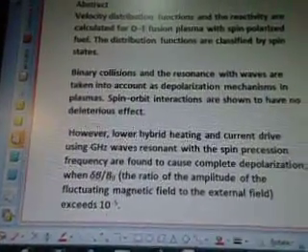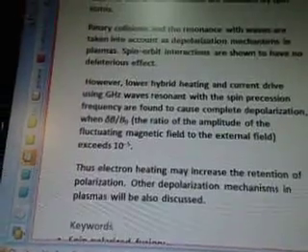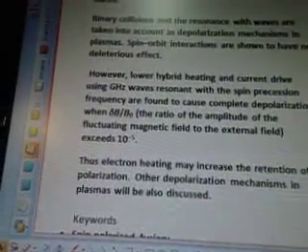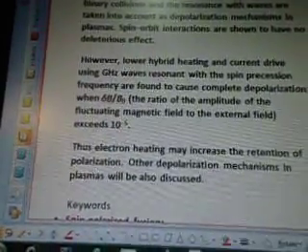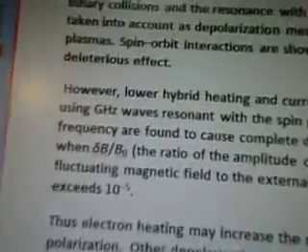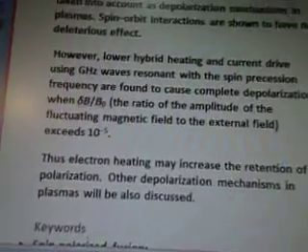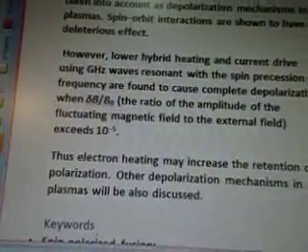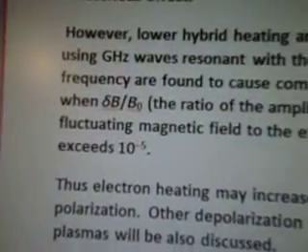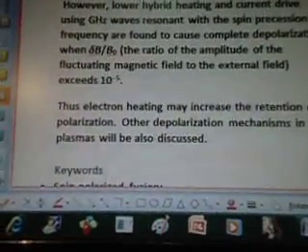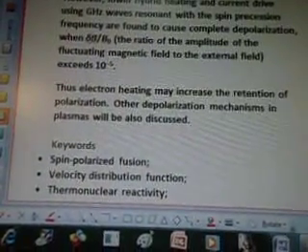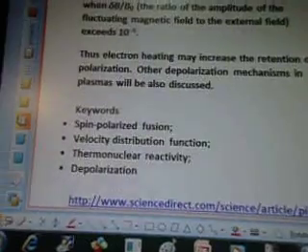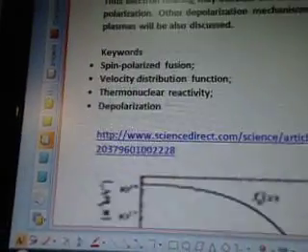However, lower hybrid heating and current drive using GHz waves resonant with the spin precession frequency are found to cause complete depolarization when the ratio of the amplitude of the fluctuating magnetic field to the external field exceeds 10⁻⁵. Thus, electron heating may increase the retention of polarization. Other depolarization mechanisms in plasmas will also be discussed. Okay, and there's the keywords. That's from ScienceDirect.com.